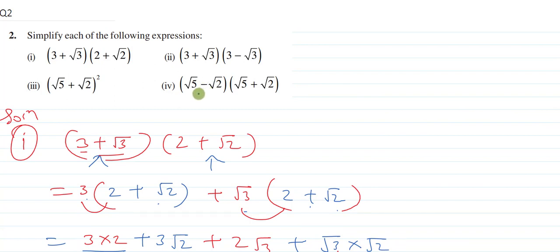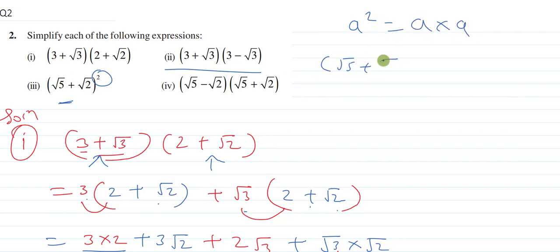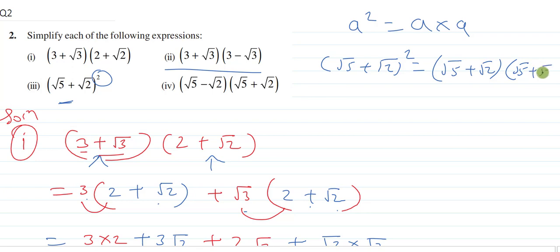I'm not going to solve every question. For detailed understanding, let's take the second one. I'll write the second. Third and fourth you have to solve. How to solve the third? As here you can see, square is there. We know that a square is a into a. So to expand it, you can write root 5 plus root 2 bracket square as root 5 plus root 2 into root 5 plus root 2.